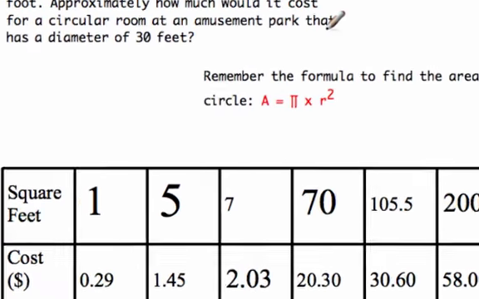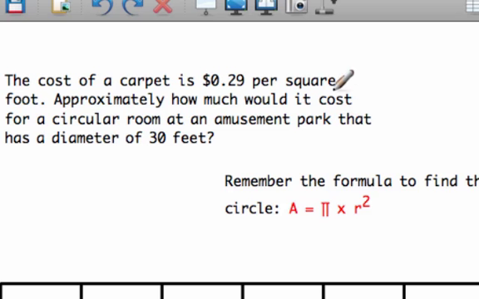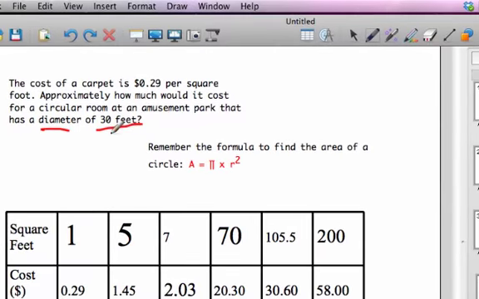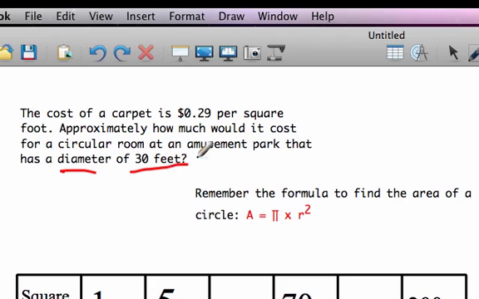Next question, last question says, the cost of a carpet is 29 cents per square foot. Approximately how much does it cost for a circular room at an amusement park, maybe a graviton, one of those things you stick to the wall, that'd be cool, that has a diameter of 30 feet. Remember, the formula is area equals pi times radius squared. This is the diameter, isn't it, of 30 feet. So what would be the radius? Think about that. The radius would be 15 here. So the radius would be about 15.